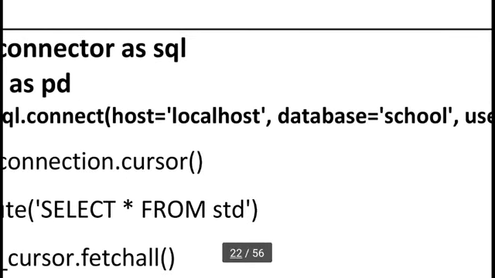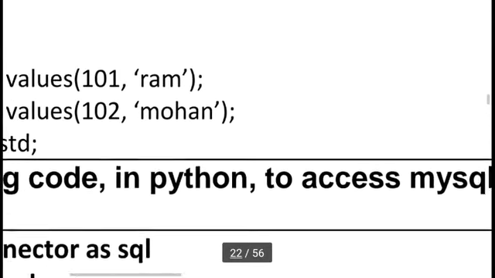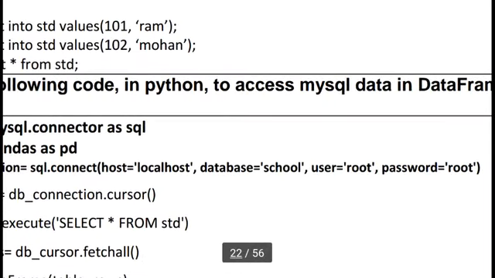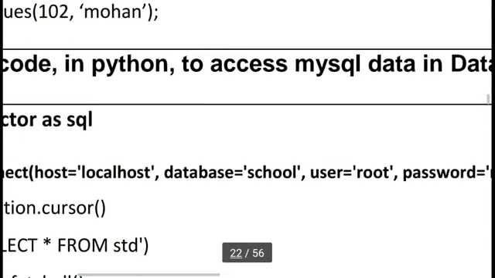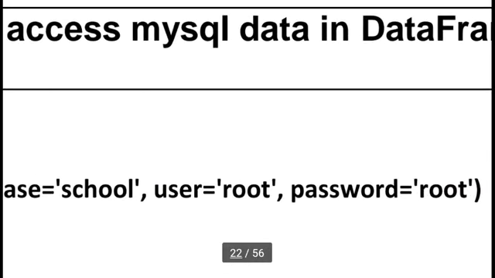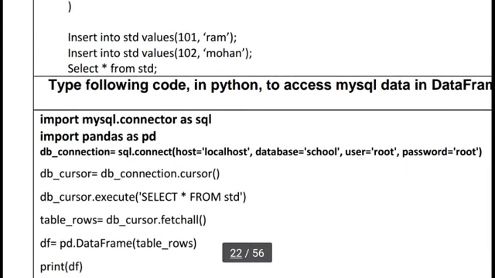sql.connect, host localhost, database. We already know our database name; the database name is school. So mention the database, meaning in which database and in which database which table you want to access. Here the MySQL username is root and the MySQL password is root. So we mention them here. You always type this line when you transfer a MySQL database table to Python. This is a fixed command, you always remember.